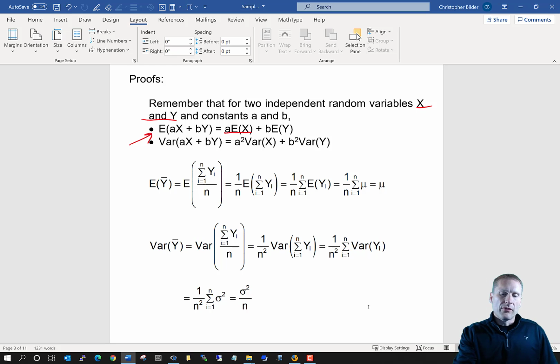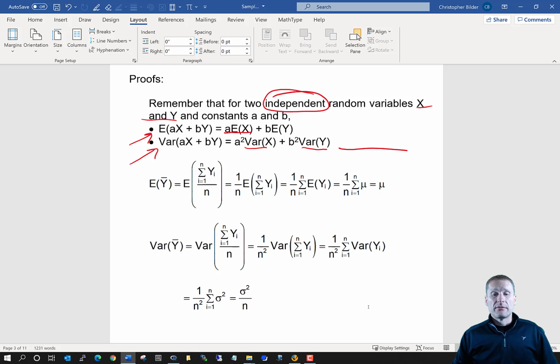Also, what we've seen before is that if I look at the variance of a times x plus b times y, I can bring that variance through to the random variables and factor out the constants but square them. Also, notice since these are independent random variables, I do not have a covariance term at all.